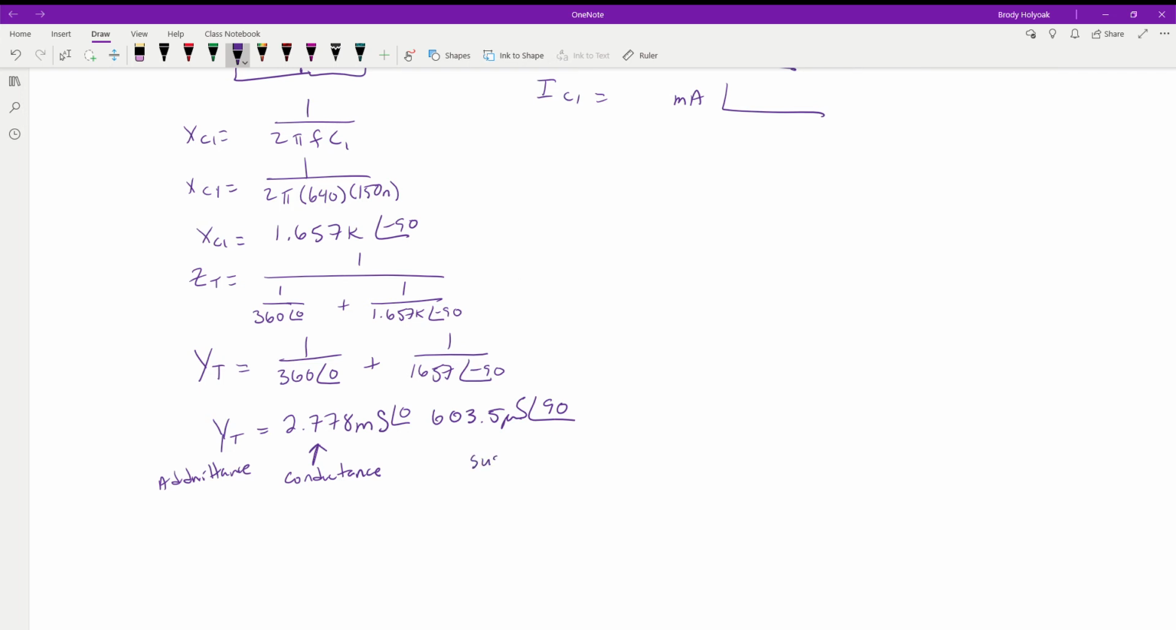And this is our susceptance. This one is plus j, because when we go through this problem of converting it, it comes out to be a positive value. So plus 603.